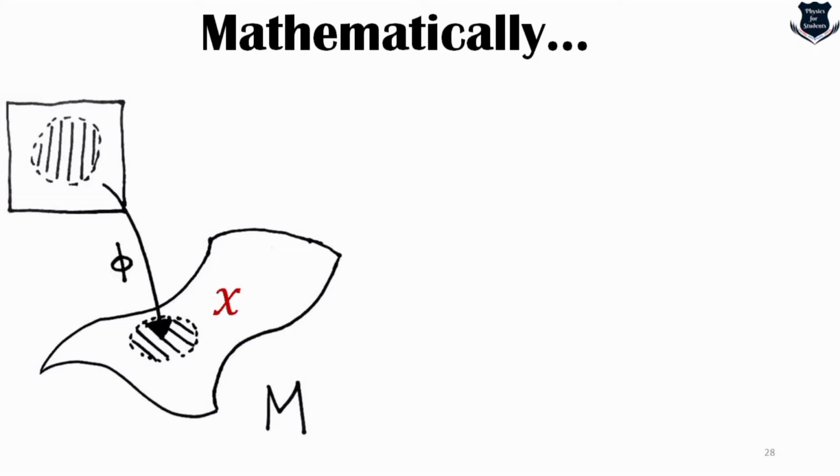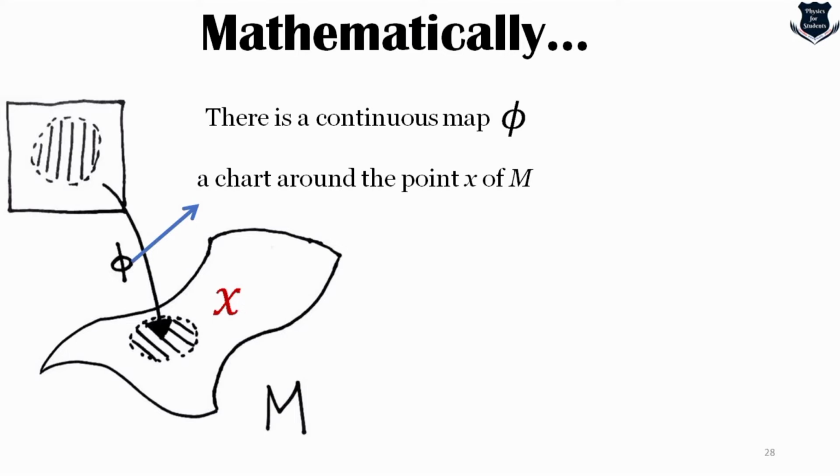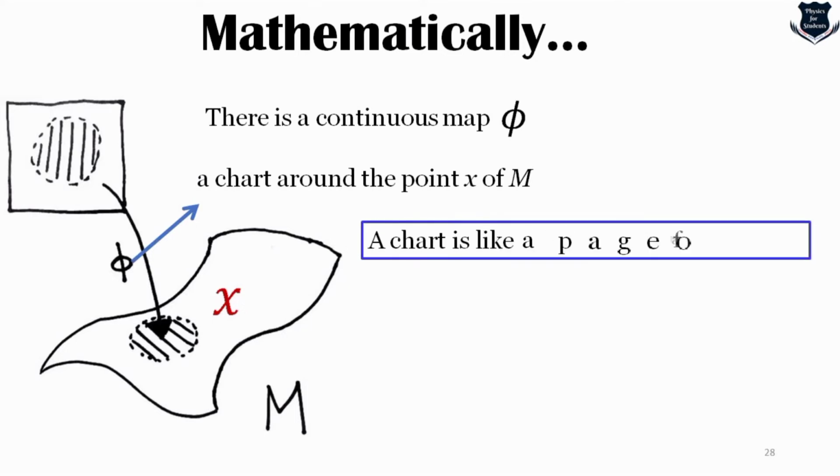I've just laid out a very simple figure, right? We call this a map. It's a continuous map phi, a chart around the point x in M. If you talk of a chart, intuitively you think of a chart as a page in an atlas. It gives you a flat approximation of a small piece of your whole surface. This is a chart around a point x.